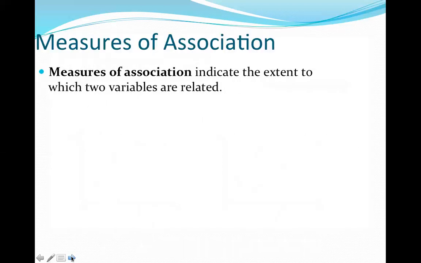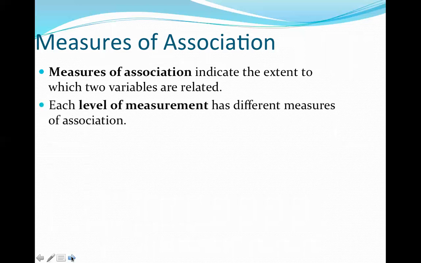But of course, how we look at the relationship between our variables can differ across different research designs. We speak about having different measures of association that allow us to talk about the extent to which two variables are related. And it's important to note that each level of measurement has different measures of association.